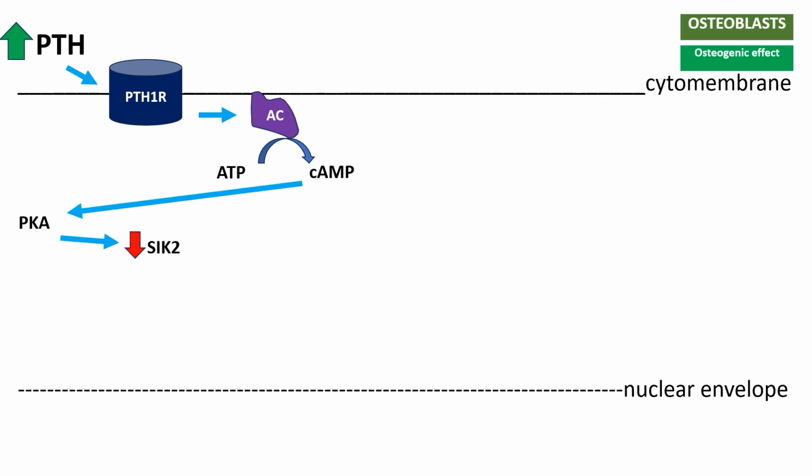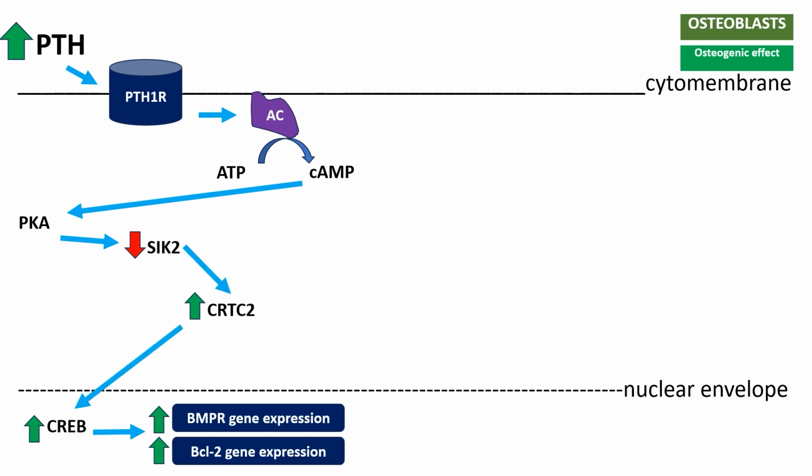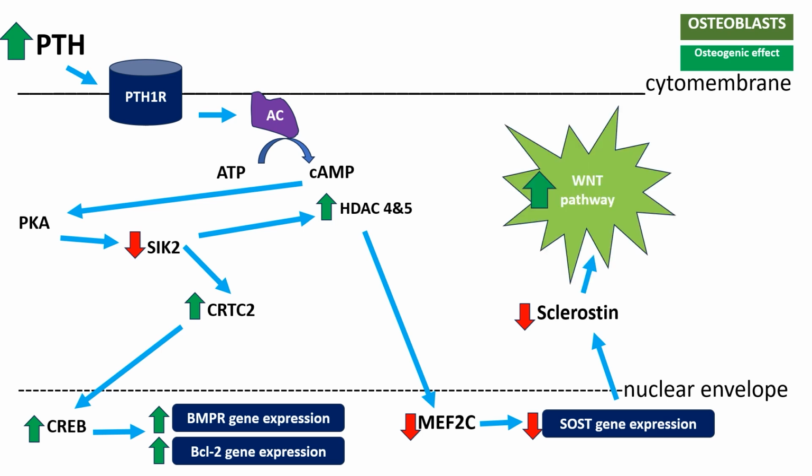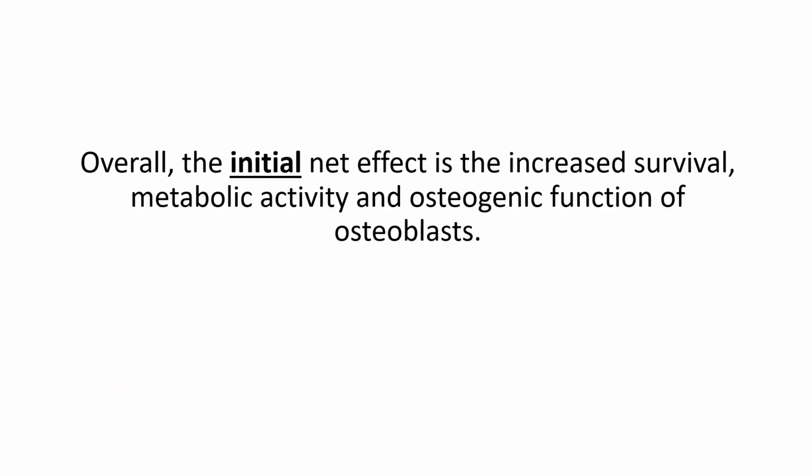Phosphorylation and activation of salt-inducible kinase 2, which promotes increased concentration of dephosphorylated CRTC2, a key cofactor for CREB, and increased concentration of dephosphorylated histone deacetylase 4 and 5. These latter two inhibit nuclear myocyte enhancing factor 2C, which downregulates the expression of SOST gene, decreasing sclerostin, an inhibitor of the WNT pathway. The net effect of the WNT pathway activation promotes bone formation. Overall, the initial net effect is the increased survival, metabolic activity, and osteogenic function of osteoblasts.